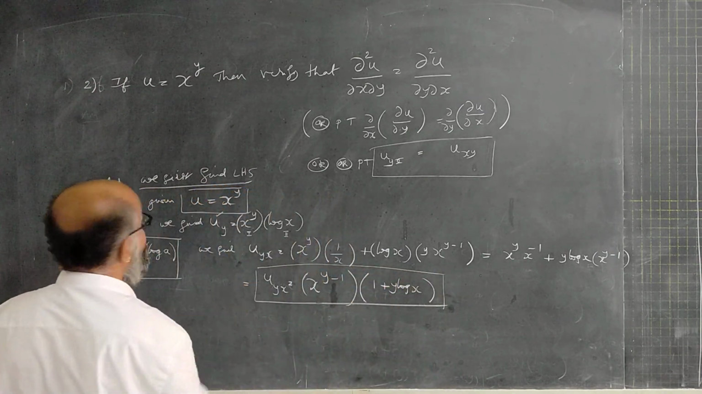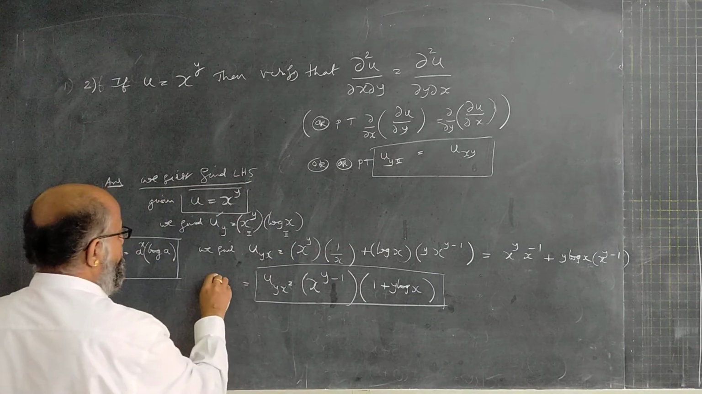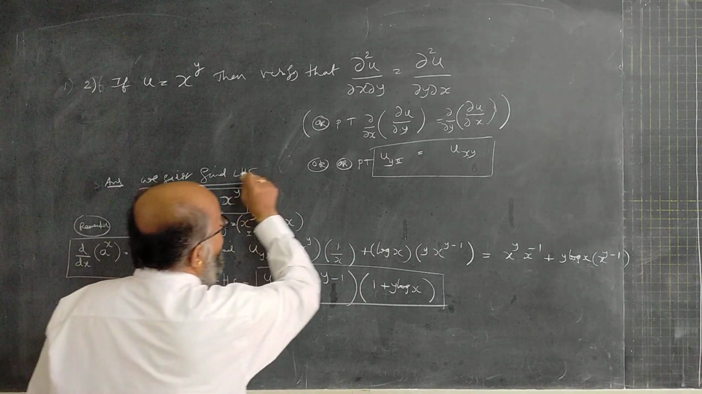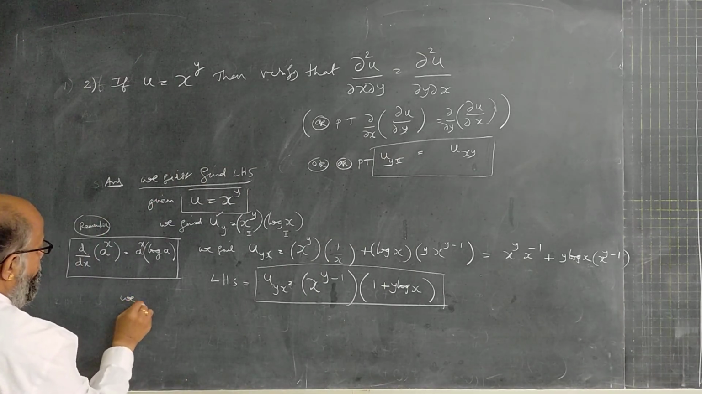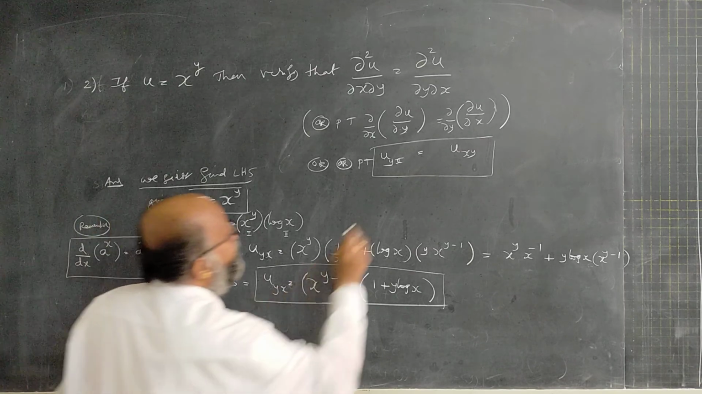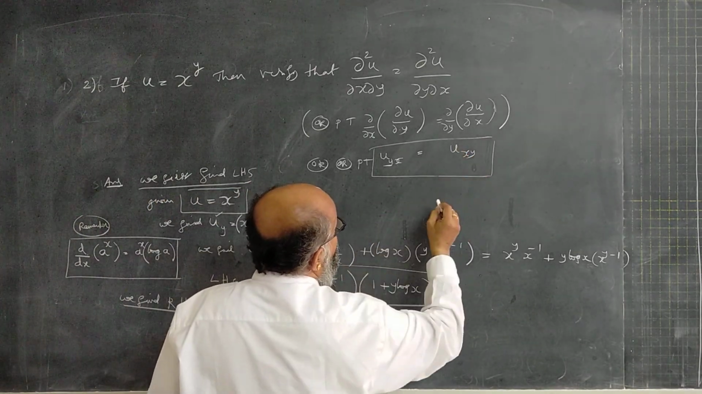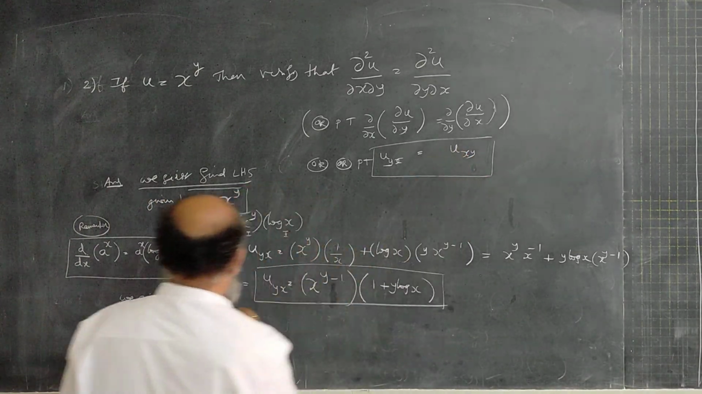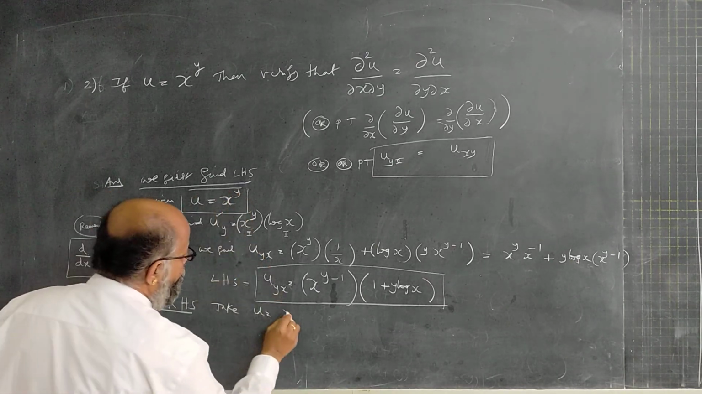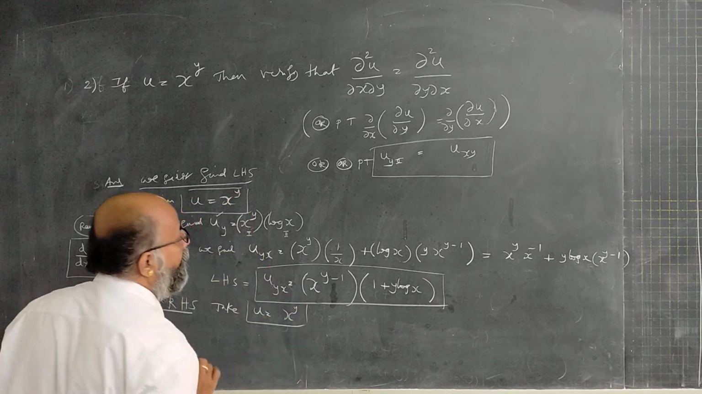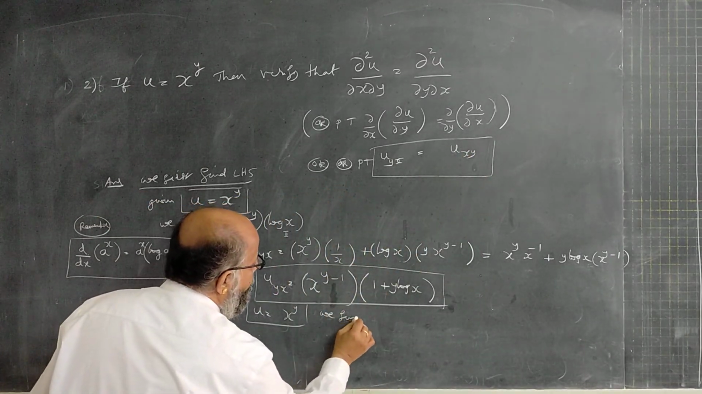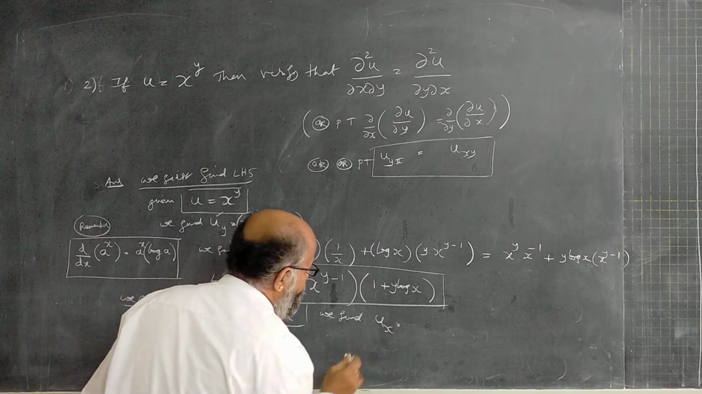So what is u by x? Look here in the problem, it is LHS. Next, we find RHS. If you want to find the RHS here, you want to find u x. So take u. U is given. What is u? It is x to the power of y. Therefore, we find u x.